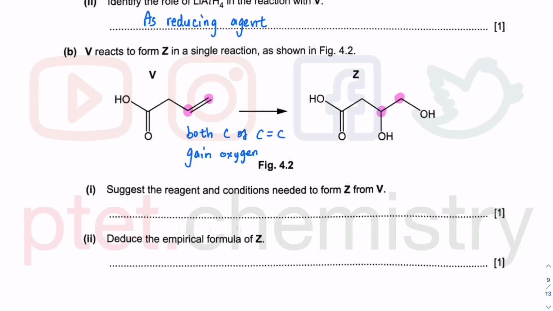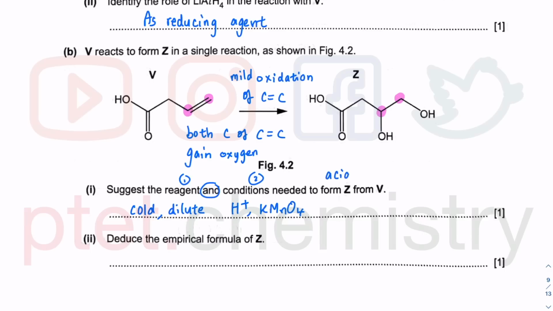Now suggest the reagent and condition. This is definitely the mild oxidation of alkene as stated in the syllabus. The mild oxidation of alkene is done by using cold, dilute, and acidified KMnO4. They didn't ask for the name of the reactant, so I wouldn't go and name the full thing together with the oxidation number. But if they do ask for the name in words, then it has to be acidified. Without acid, there can be no redox reaction with this oxidizing agent. And I must have the full name with the oxidation number VII.